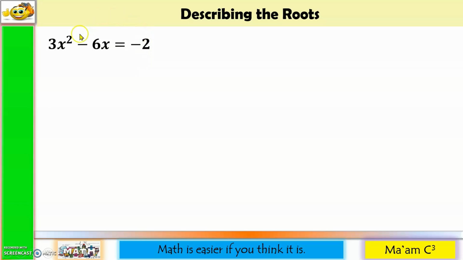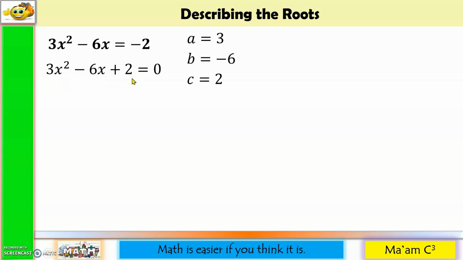So let us move -2 to the other side. Now let us identify the values of a, b, and c. So our a is 3, our b is -6, and our c is +2. Now let us solve for the discriminant.